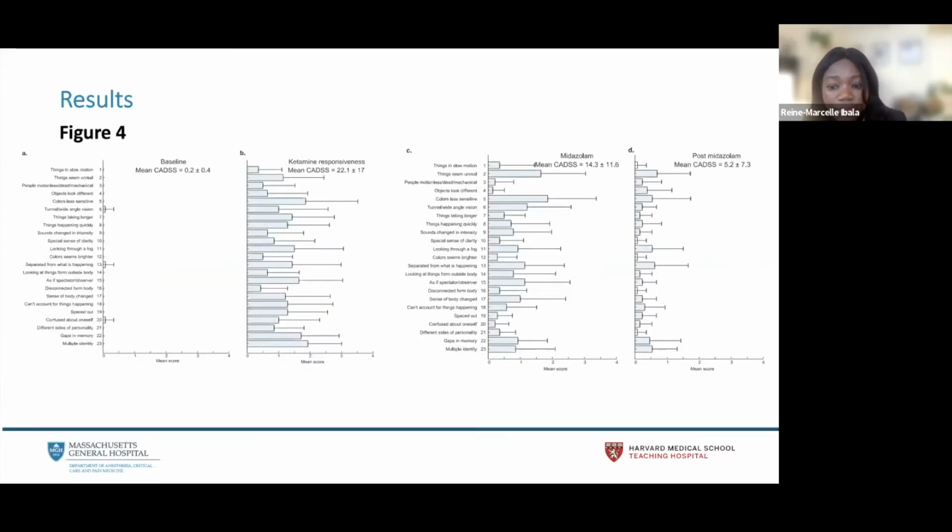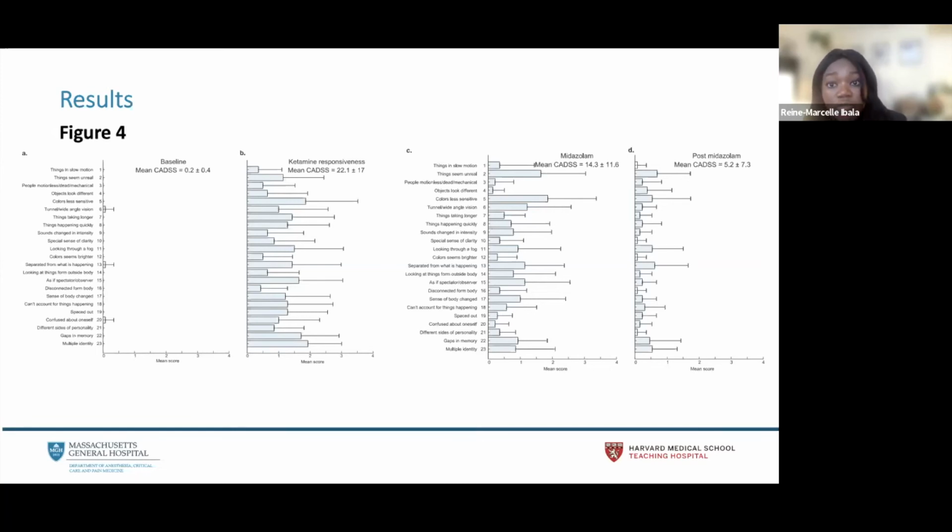Now, looking at figure 4, one of the things that we wanted to do was just a proof of concept that using the CADS was able to do a good job of estimating and demonstrating dissociative state as per ketamine's administration. So as you can see, looking at our mean measurements of the CADS at baseline, our mean was a 0.2 score. This increased drastically after ketamine administration.